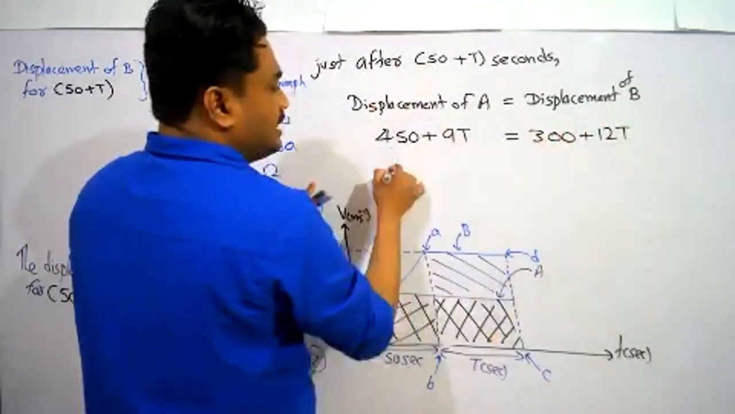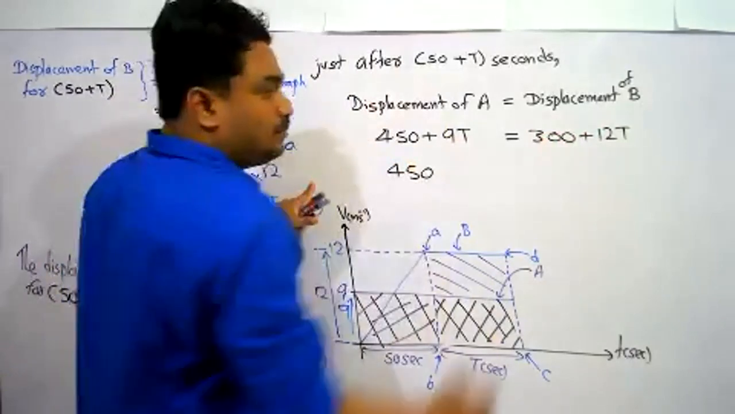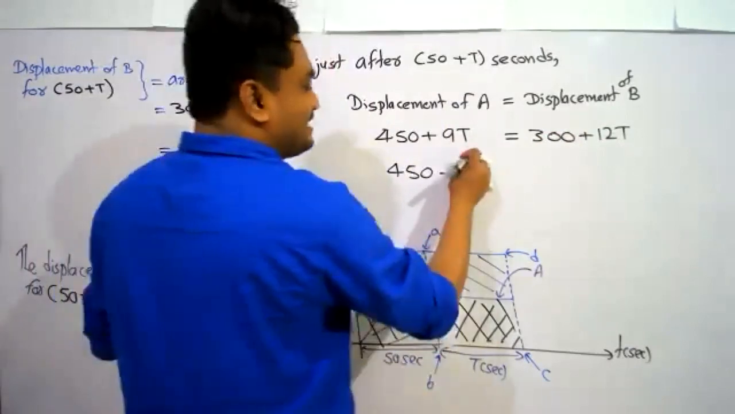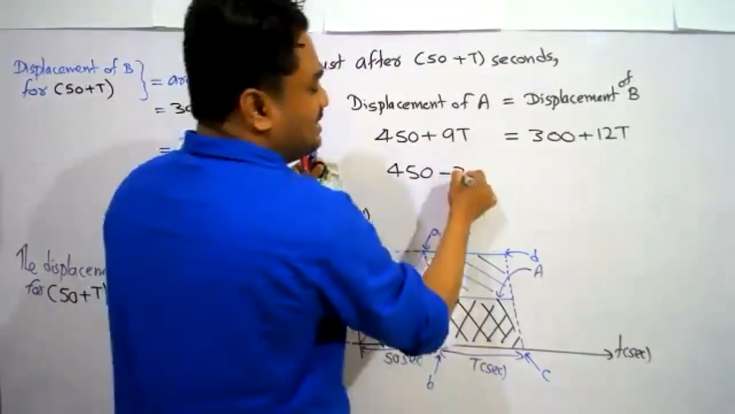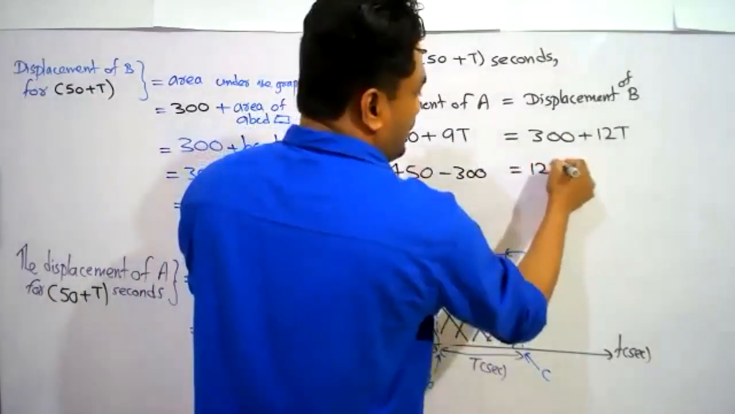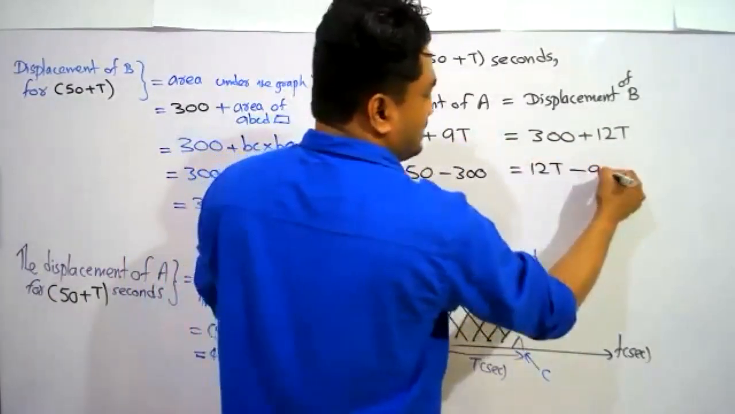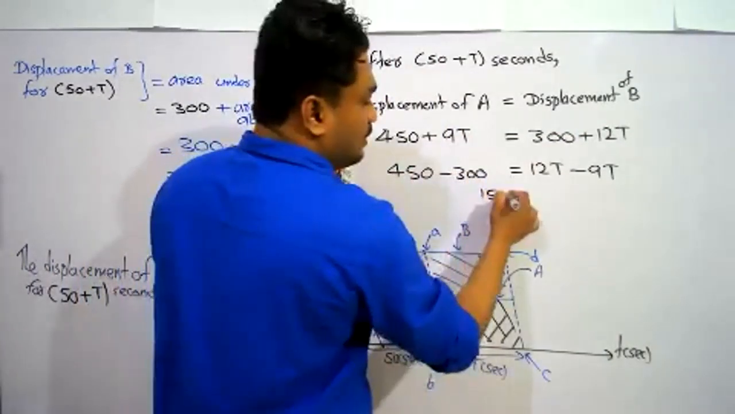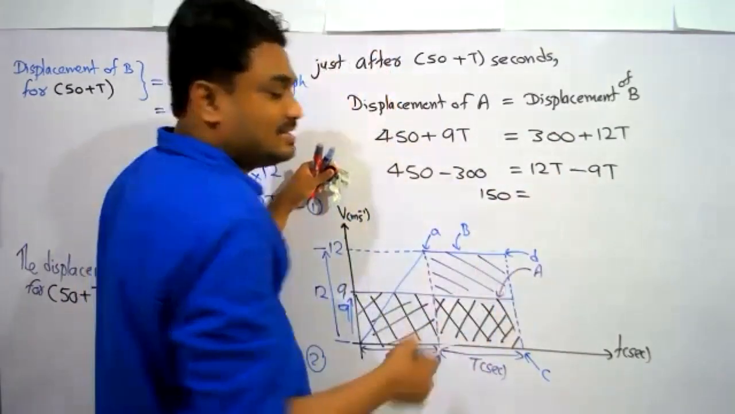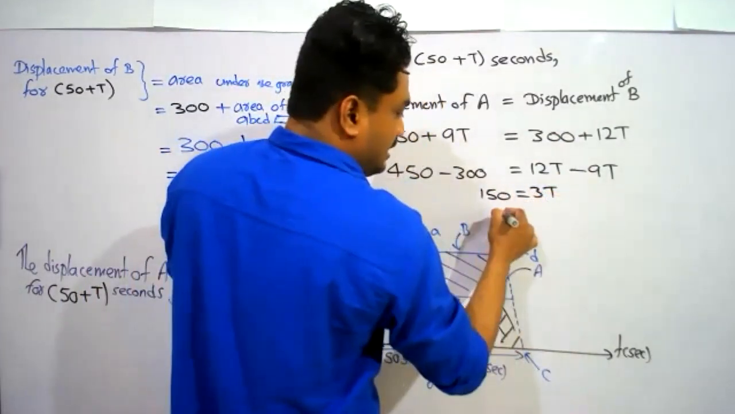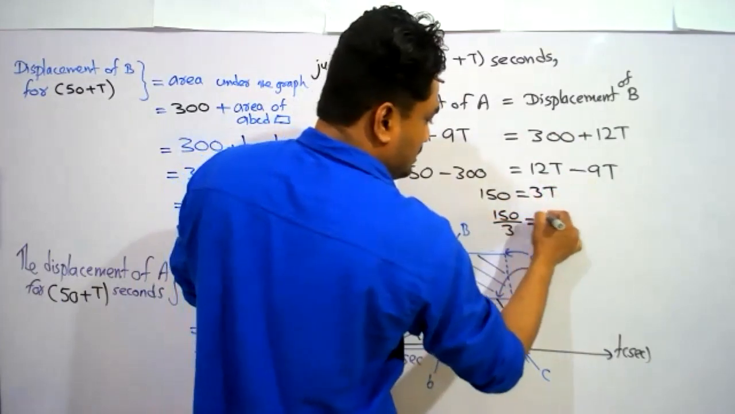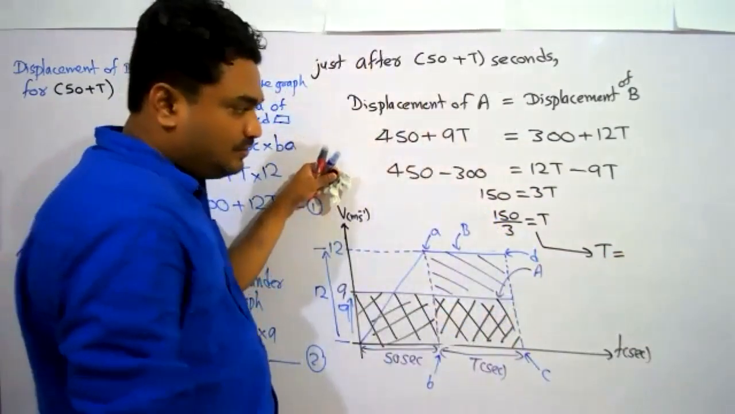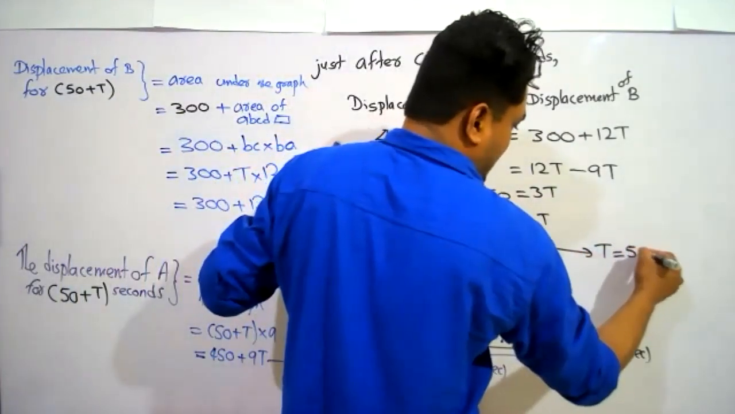So I'll take 300 this side, 450 plus 300 come this side as minus 300. 12t plus 90 come this side as minus 90. I just interchange the names. 450 minus 300 is 150 equals 12 minus 9 is 3. Just take 3 to this side. 150 divided by 3 equals capital T. So capital T equals 50 seconds.